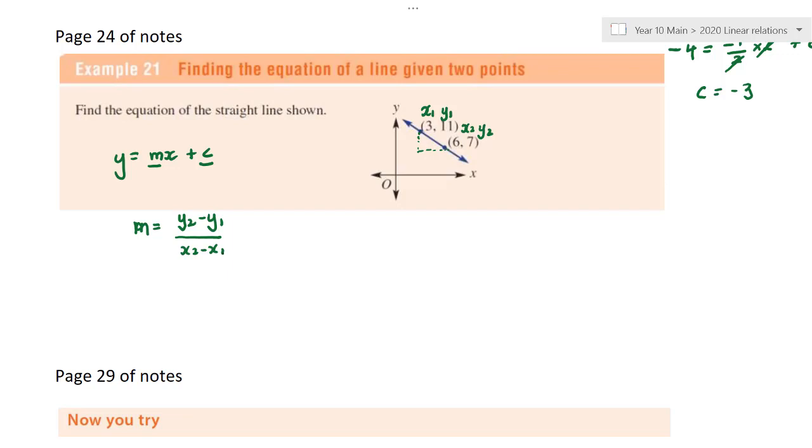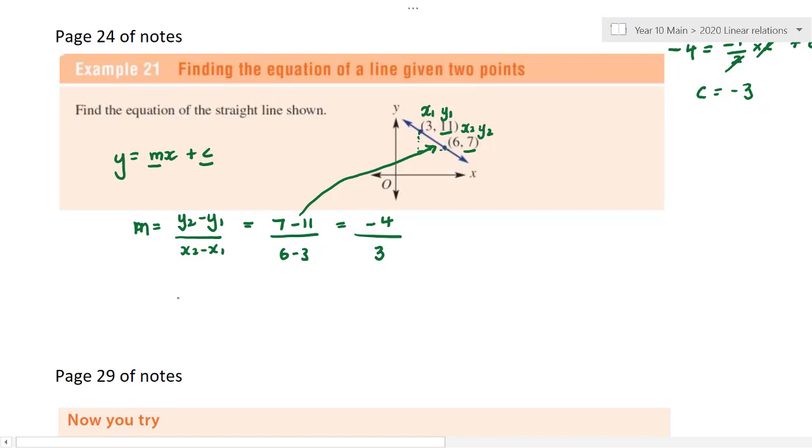You're not necessarily going to be given a graph. You could just be given 2 points. So let's do that. y2 is 7 and y1 is 11, so 7 minus 11. And wouldn't you agree that just by looking at this graph, we know our answer is going to be negative. It's going to be a negative slope. x2 minus x1 is 6 minus 3. So 7 minus 11 is minus 4, and 6 minus 3 is 3.